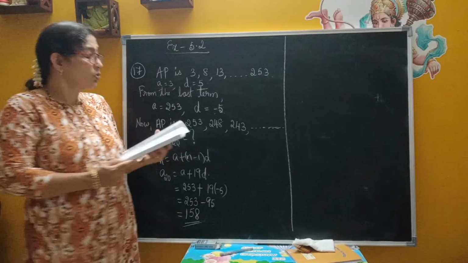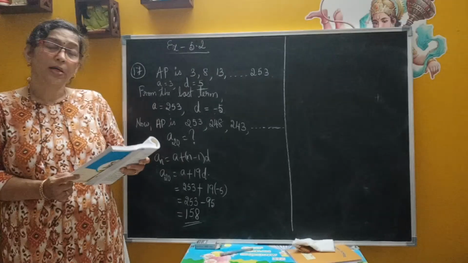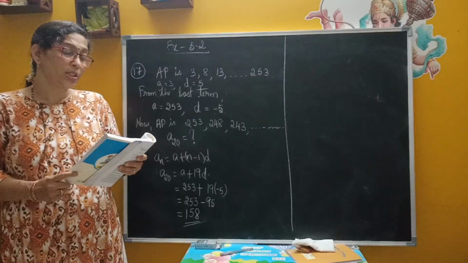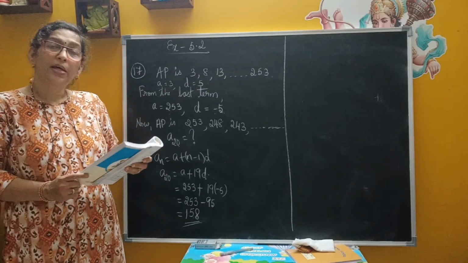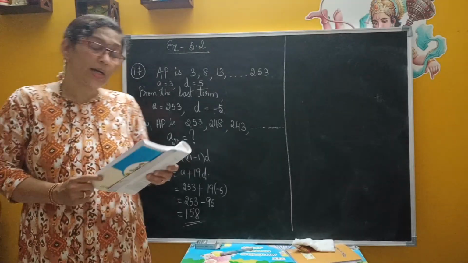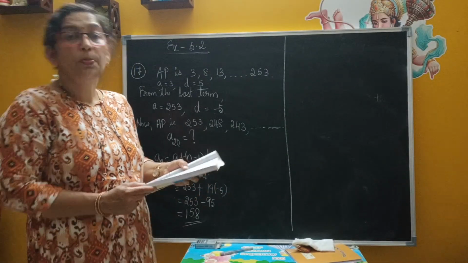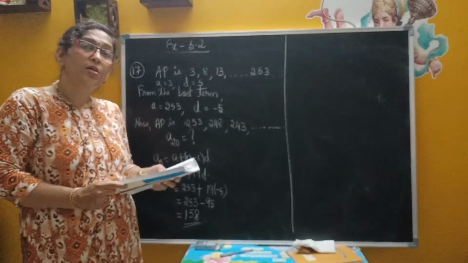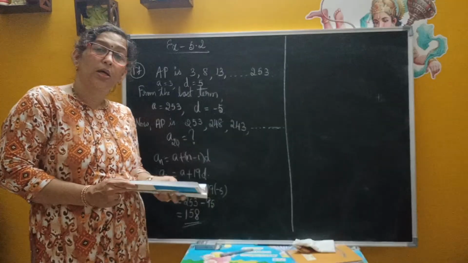So I will just give you a hint. The first case is A4 plus A8, that is A plus 3D plus A plus 7D is equal to 24. Simplify it. Second case, A6 plus A10, that is A plus 5D plus A plus 9D is equal to 44. Simplify them. You will get two equations. Then solve them, get the values of A and D, and then find the first three terms of the AP.